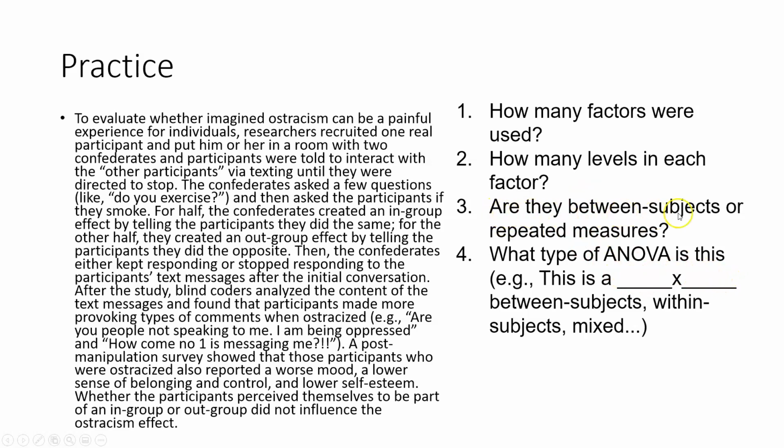But are they between subjects or repeated measures? Well, both of those are between subjects variables because people were either put into the in-group or made to be in the out-group because of the answer to the smoking question. And people were either continued to talk to or they weren't. So neither of those 2 conditions was repeated. They were just between subjects. So this would be called then a 2-way, 2x2 between subjects ANOVA.